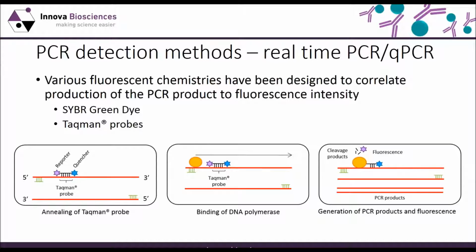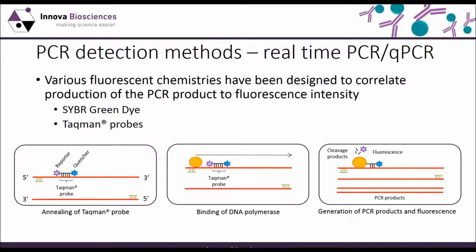Gel electrophoresis followed by ethidium bromide staining is an endpoint detection method. The PCR products are detected and characterized only after the reaction has finished. During real-time PCR, also known as quantitative PCR or qPCR, data is collected throughout the PCR process as it occurs, by correlating production of the PCR product to fluorescence intensity.